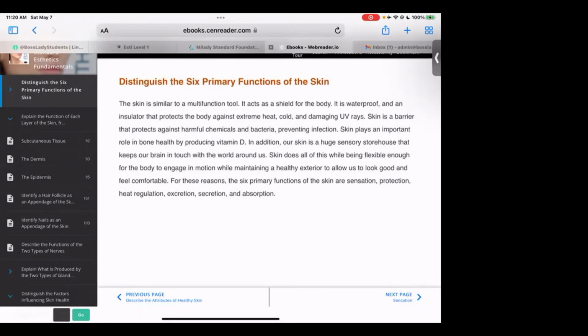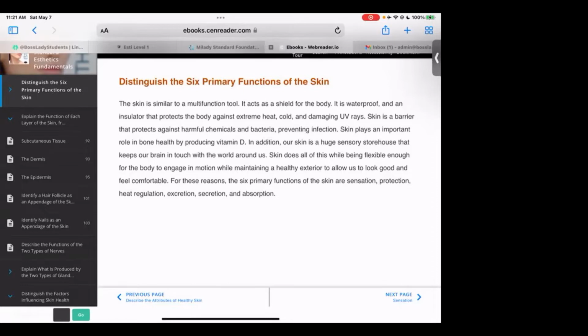The skin plays an important role in bone health by producing vitamin D. And in addition, our skin is a huge sensory storehouse that keeps our brain in touch with the world around us. Skin does all of this while being flexible enough for the body to engage in motion while maintaining a healthy exterior to allow us to look good and feel comfortable. For these reasons, the 6 primary functions of the skin are sensation, protection, heat regulation, excretion, secretion, and absorption. I'm going to say those again.